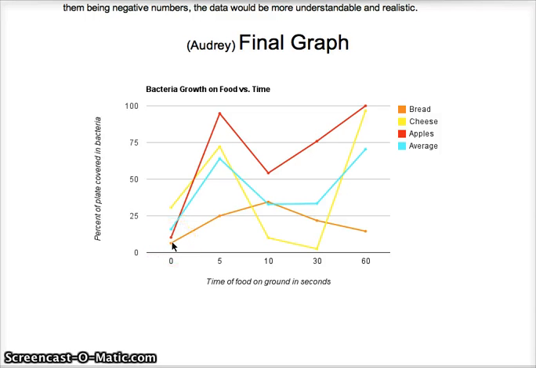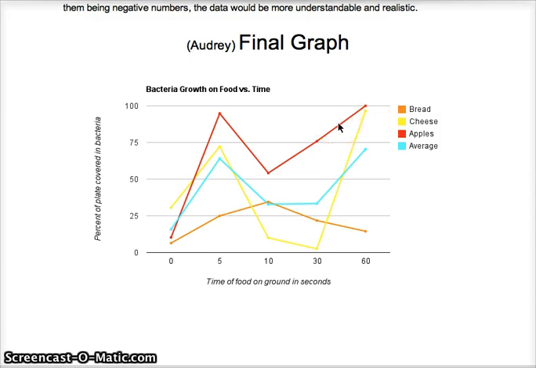This is our final graph. In our expected graph, we expected that there would be a steady increase in the amount of bacteria per second. Actually, the data points seem to be all over the graph. For bread, there's a steady increase until 10, and then it drops back down. And for apples and cheese, there's an increase, then a decrease, then another increase. Our average happens to be about the same as apples and bread.